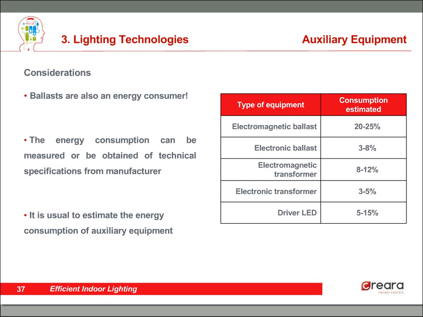When we're talking about energy consumption of the indoor lighting, we have to consider not only the energy consumed by the lamp, but also the energy consumption of the auxiliary equipment. Ballast and transformers also are an energy consumer. The energy consumption can be measured or obtained from technical specifications, but usually we estimate the energy of the auxiliary equipment knowing the power of the lamp and the kind of lamp we are working with. For example, this table shows that electromagnetic ballasts have a power of 20 to 25% of the lamp power. The LED drivers have a power of 5 to 15% of the lamp power.